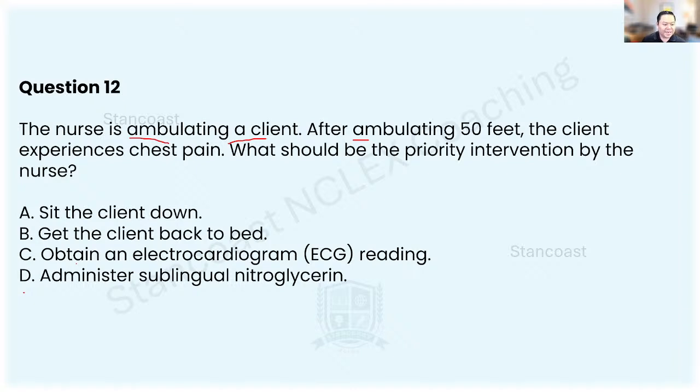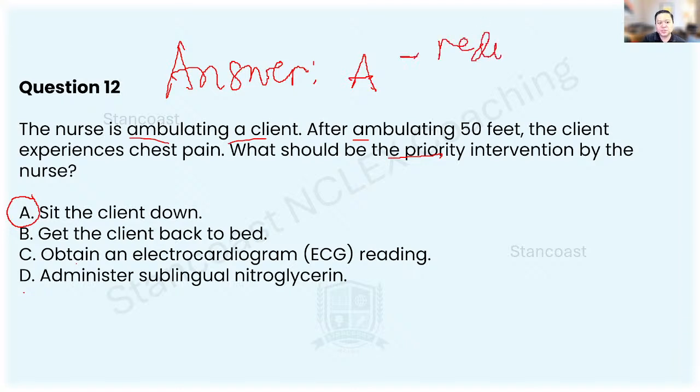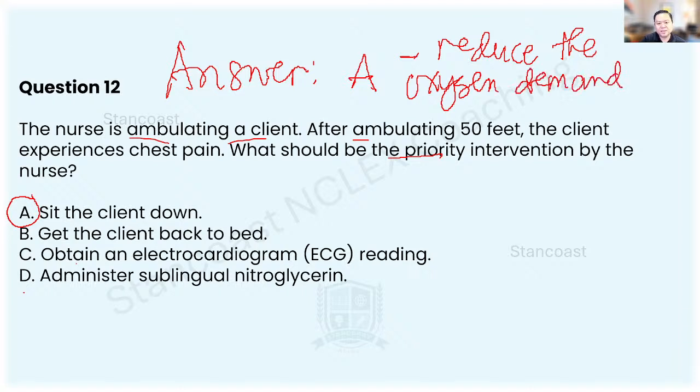Whoa, good for you guys. You answered letter A. Very good, that's the correct answer. The initial priority intervention is letter A. Why? We want to reduce the oxygen demand. Stopping that activity will also reduce the demand. Have them sit down. So that is our first priority here.